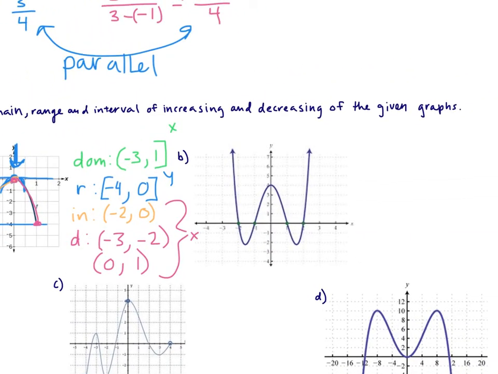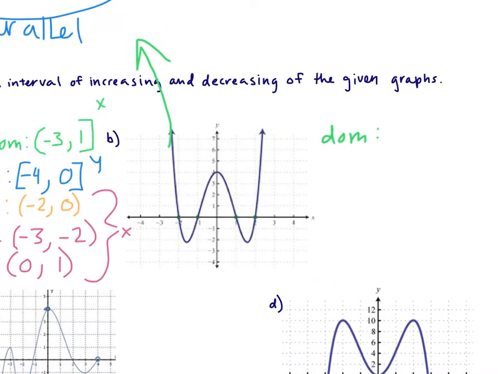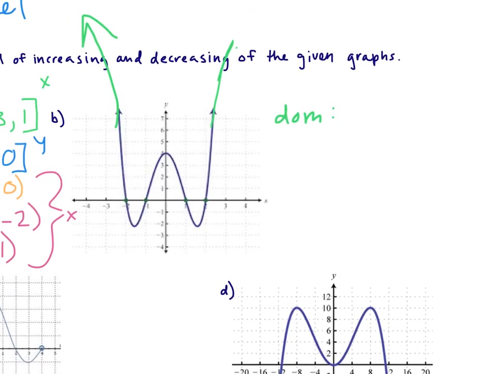All right, let's take a look at B. So first thing, our domain. We start at our furthest left point and go to our furthest right point. Here we have arrows, so our graph is continuing forever in this direction. So what do you think our interval for our domain is going to be? All real numbers. I don't know how it's going to look on the quiz. It could be -infinity to infinity. It could say all real numbers. So just know that those two are the same thing.